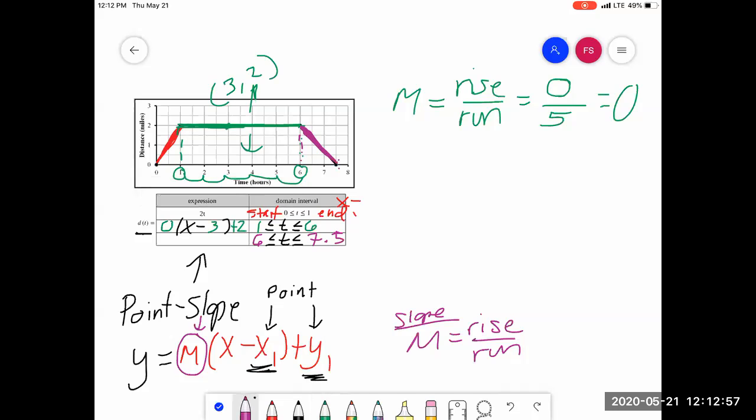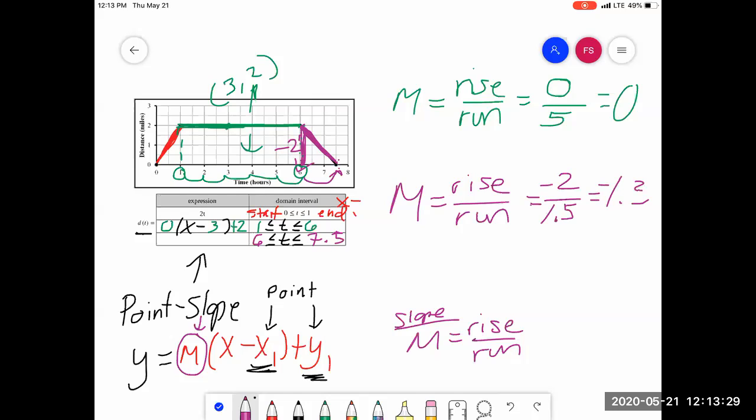So we're going to do that again for the purple section. We're going to start by finding the slope, the rise over the run, and then we're going to pick a point. So here, the rise, we're actually going down. And because we're going down, it's going to be negative. So we're going down 2, so negative 2. And our run is going from 6 to 7.5. So that's a distance of 1 and a half. Now you put this in the calculator and it gives you negative 1.3 repeating. So we're going to write that with a little bar over the 3. All right, so we have our slope.